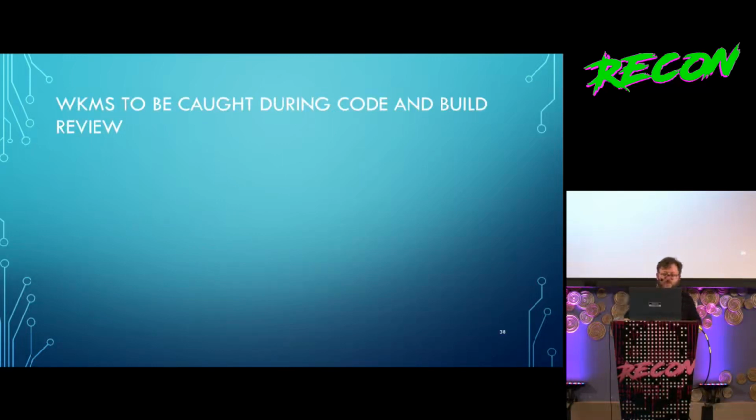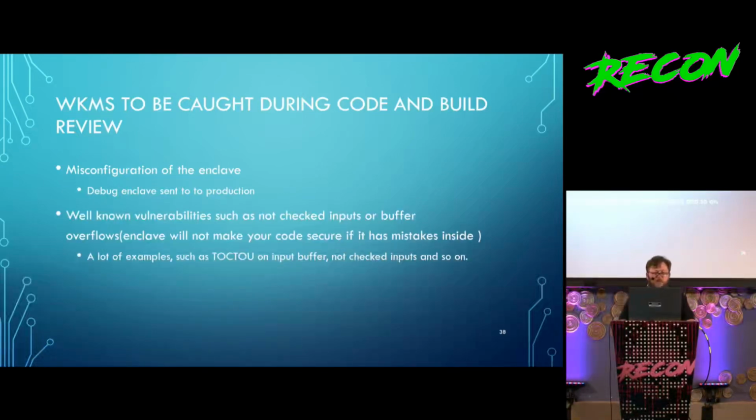Code and build review can catch the following things. First of all, misconfiguration of the enclave. Actually, I have seen a debug enclave which was almost sent to production, which is a problem because debug enclaves are debuggable. It can also catch well-known vulnerabilities such as unchecked inputs or buffer overflows, because the enclave will not make your code secure if it has mistakes inside. There are a lot of examples, in a wide range from time-of-check, time-of-use on an input buffer to unchecked inputs and so on.